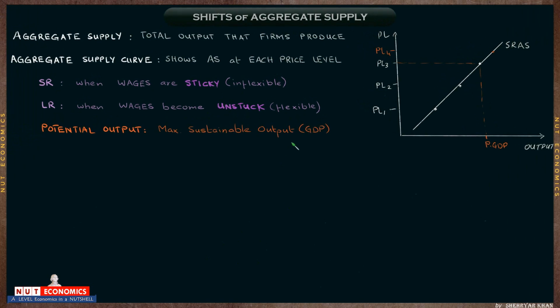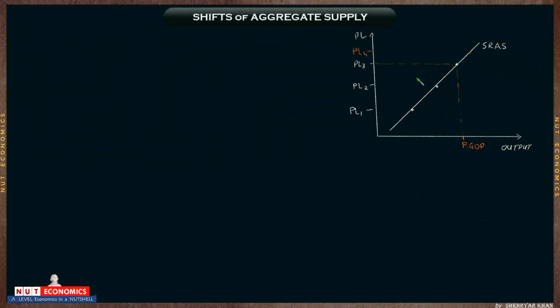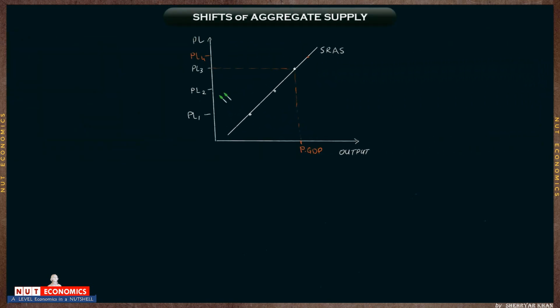Now let us continue to build our understanding of this model of aggregate demand and aggregate supply. And the next piece of the puzzle that we now want to understand is the reasons why the short-run aggregate supply curve of a country may increase and therefore shift to the right, or decrease and therefore shift to the left.